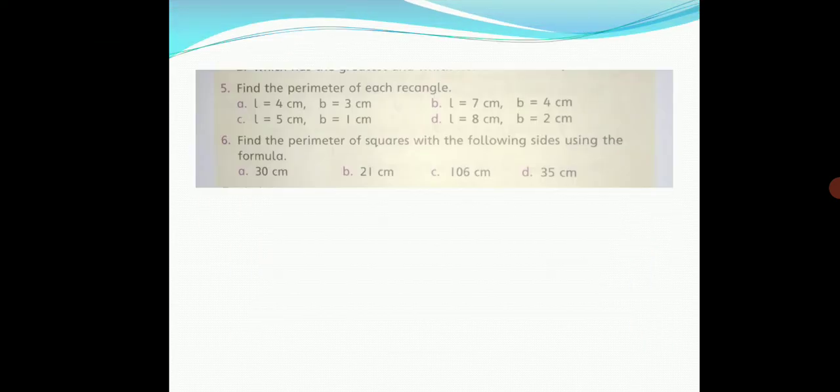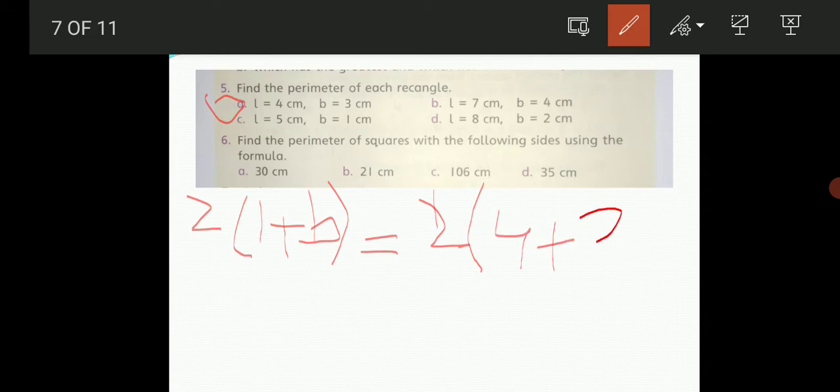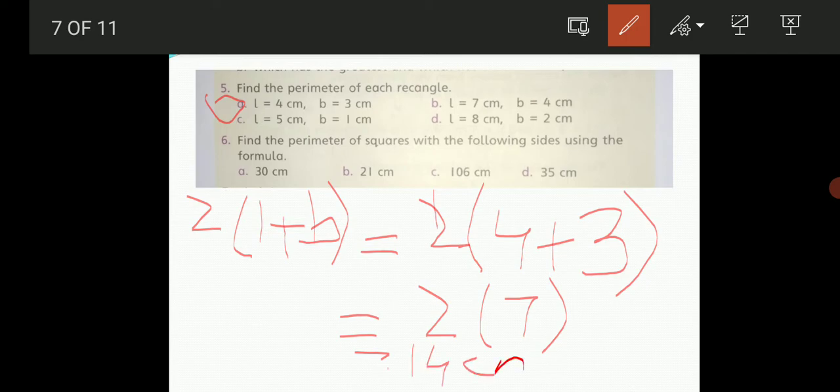Now move on to question number 5. Find the perimeter of each rectangle. The formula for the perimeter of a rectangle is 2 into L plus B. Let's solve part A, where L is 4 centimeter and B is 3. We simply put these into the formula: 4 plus 3 is equal to 7, and we multiply 2 with 7, that is 7 2s are 14 centimeter.